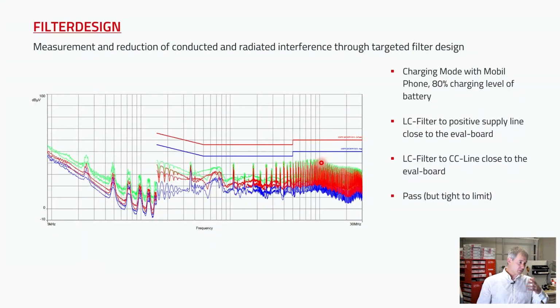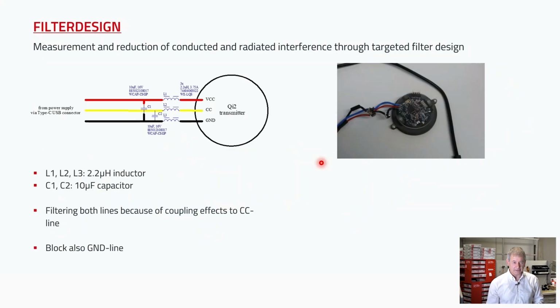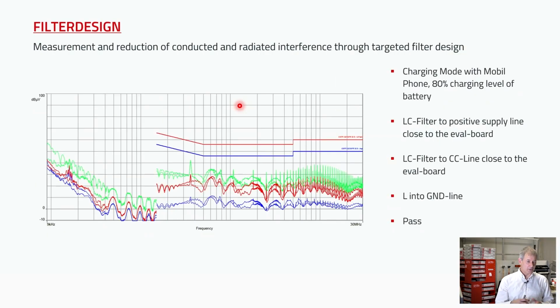Before we go to the radiated chamber, where we can see what happens above 30 megahertz, I can say it's good, but for radiated, it's not enough. For this, I add an additional component in the system. I manipulate also the ground line, and we add here also a 2.2 microhenry inductor in line close to the transmitter device. And again, we have a look at the conducted measurement and get a big success.